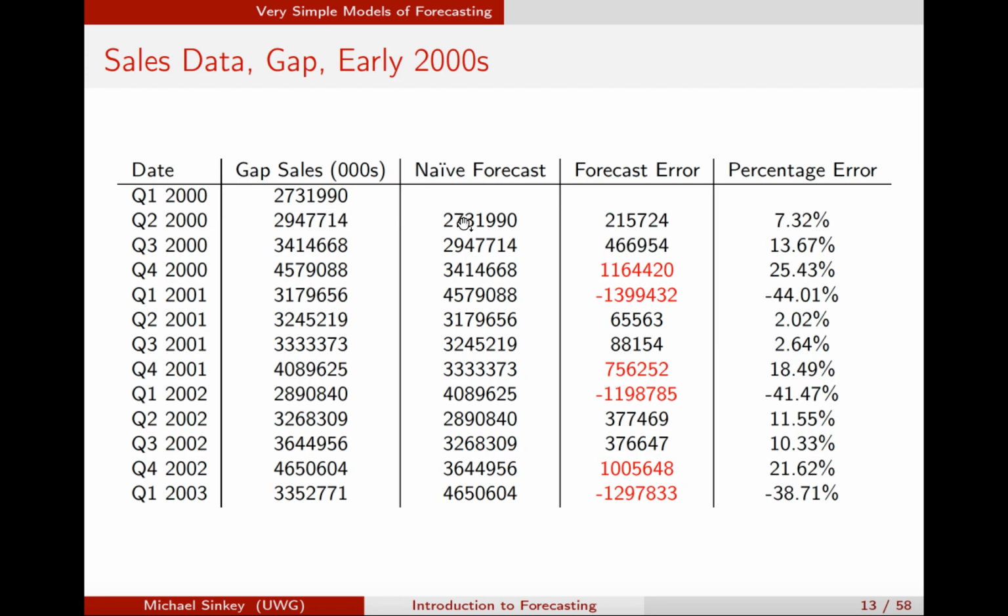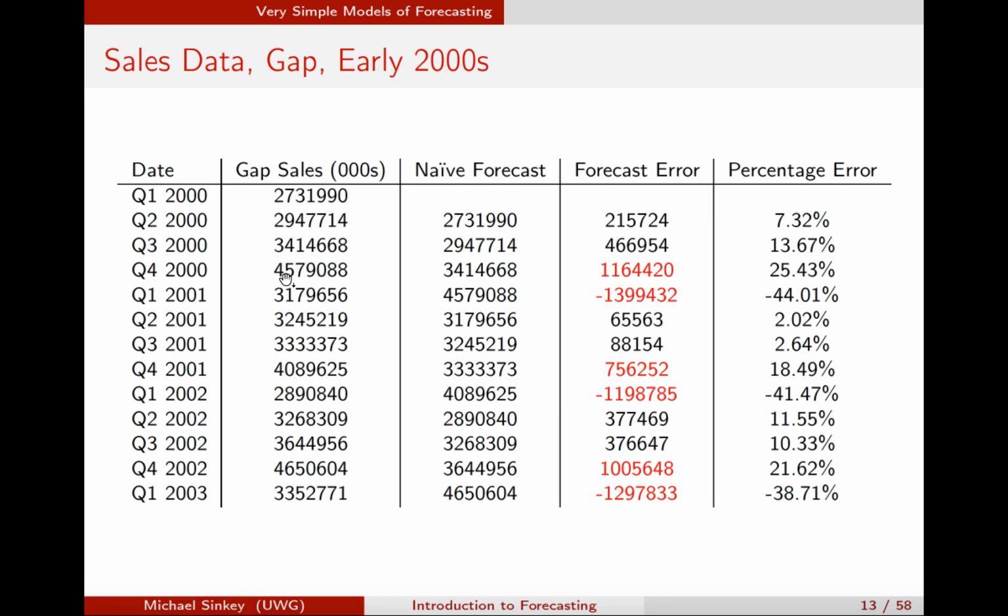So my prediction for Q2 of 2000, just applying the naive model, the data are quarterly, so the information that I use is Q1 of 2000. So I predict 2731990, or I think this is in thousands, so it's like 2.7 billion in sales. And the data is 2947714. So we missed by about 7%. And then I go ahead and use Q2 to predict Q3, and we missed by 13%. Then I use Q3 to predict Q4, and I miss by a whopping 25%.